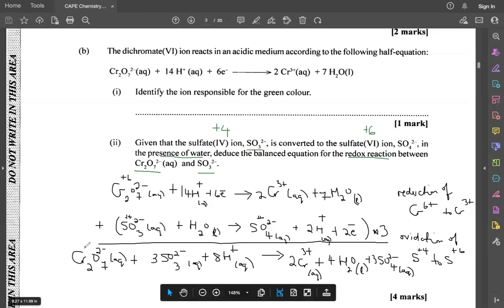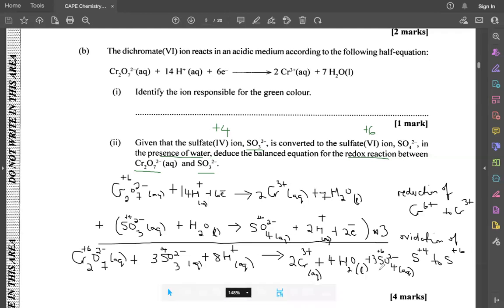We see that we're going from the chromium dichromate 6 to dichromate 3. And then here we're going from the sulfate 4 to the sulfate 6. So that's how that works. So this would be your answer for 4 marks, okay? So that's how you're expected to deduce that balanced equation. Okay? All right.